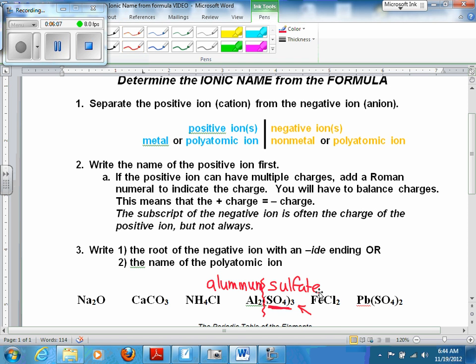All right, so that's how you do type 1 ionic naming. First, you just separate the positive ion from the negative one. Then you write the name of the negative ion. If it's single, it has an IDE ending. If it's a polyatomic ion, you're going to have an ATE ending or an ITE ending.